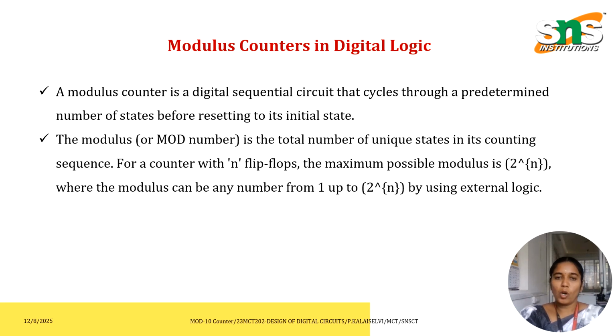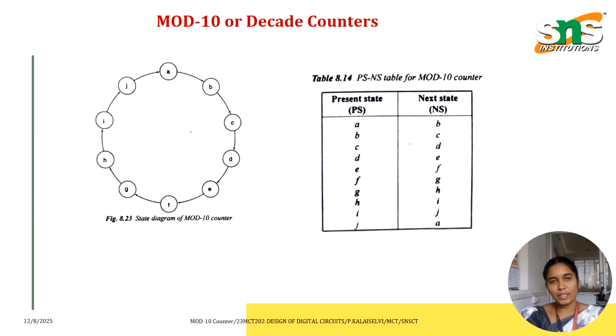For example, mod 3, which we saw in the previous session, counts 0 to 2, mod 5 counts 0 to 4, mod 10 counts 0 to 9, and mod 16 counts 0 to 15. Today our focus is on the MOD-10 counter, or decade counter, or BCD counter.